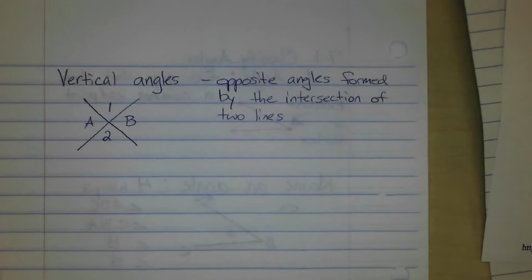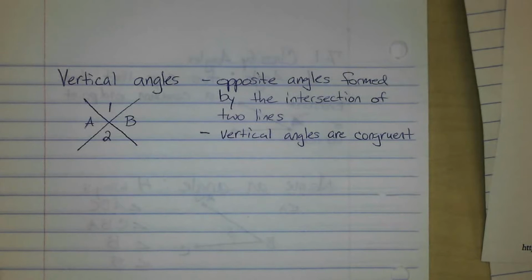Angles A and B are also vertical angles. They're opposite and formed by 2 intersecting lines. Now, what makes vertical angles so special and why we care is because vertical angles are congruent. When angles are congruent, it means they have the same measure. Think of it like the measures are equal. So, angle A is congruent to angle B, and angle 1 is congruent to angle 2.